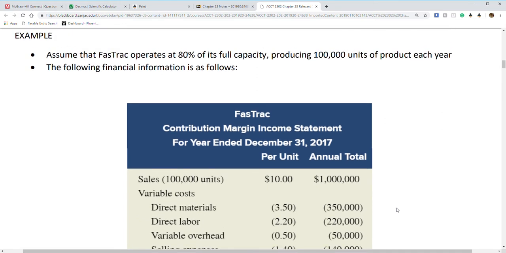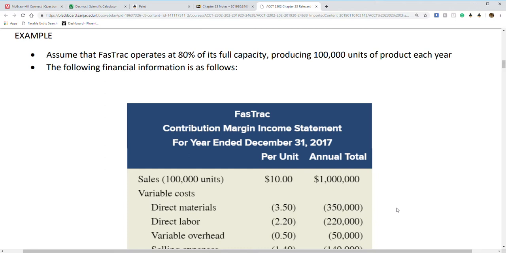So we're going to take Fast Track. And Fast Track is a company that makes all sorts of things. And we're going to say that right now they're in the exercise equipment. Because, yeah, they want to pump you up. Sorry. So Fast Track, they're currently operating at 80% of its full capacity. And while doing that, they're producing 100,000 units of product each year.